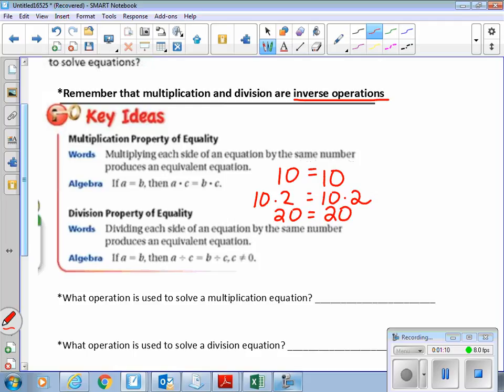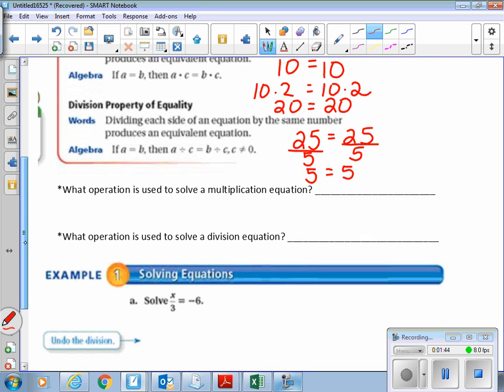Same thing goes for division. Dividing each side of an equation by the same number produces an equivalent equation. Algebraically, if A is equal to B, then A divided by C will equal B divided by C, as long as C is not equal to 0. So for example, if I said to you 25 equals 25, that is a true statement. If I divide both sides by 5, 25 divided by 5, I end up with 5 is equal to 5. Still a true statement, right? It keeps them equal. Dividing by the same number on both sides will keep an equation the same.